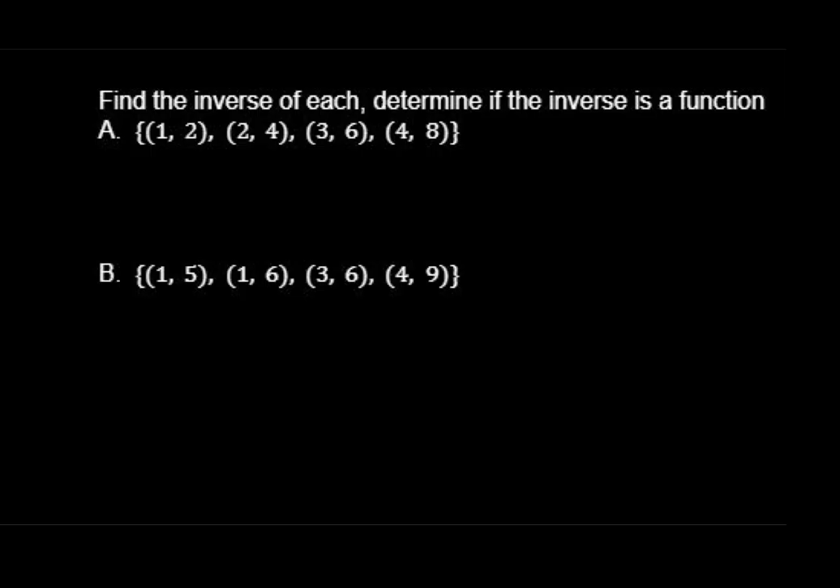Okay, in this example, we're going to find the inverse of each relation and then determine if it's a function or not. Well, the easiest way to find the inverse is just to switch the x and y values. For an ordered pair, that's pretty simple. Just literally switch the x and y value. So the first ordered pair will become (2, 1). The second ordered pair will become (4, 2). The third ordered pair will become (6, 3). And the fourth ordered pair will become (8, 4).